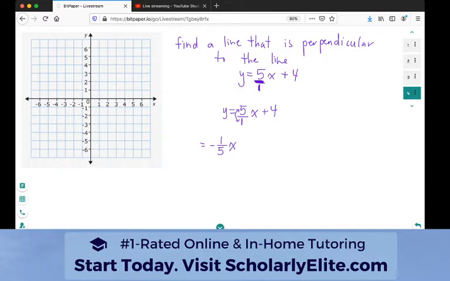And one thing that kids always used to ask me when we would be tutoring is, does it have to have the same slope? No, it does not necessarily have to have the same slope. It can, and sometimes it does, but if your teacher's asking you to find a line that is perpendicular, you don't have to have it have the same slope. So in this case, I'm going to make the slope positive 7.